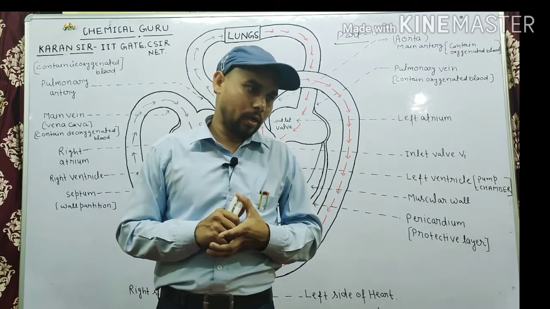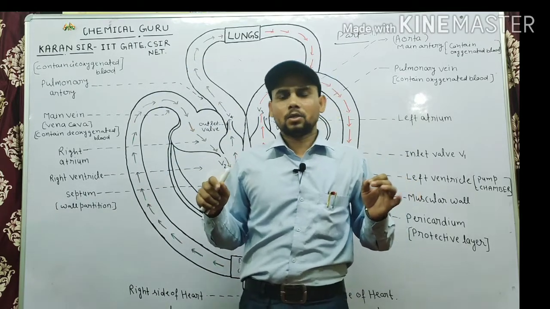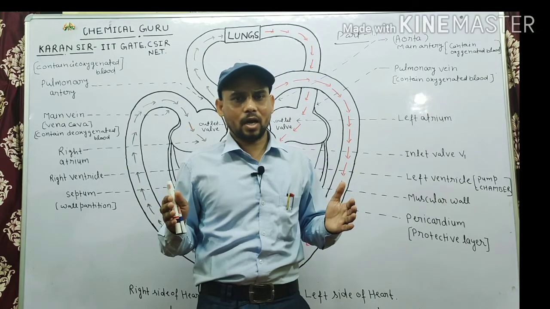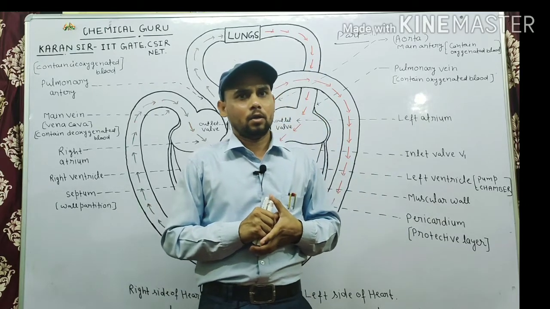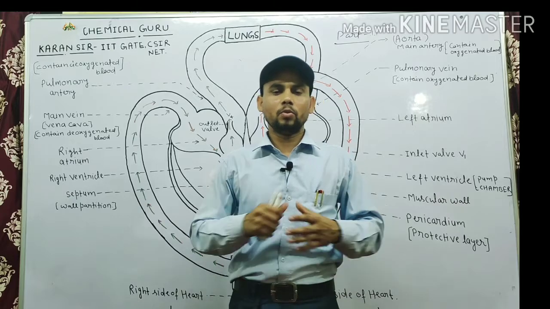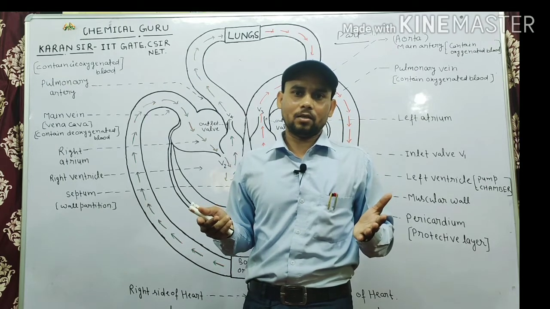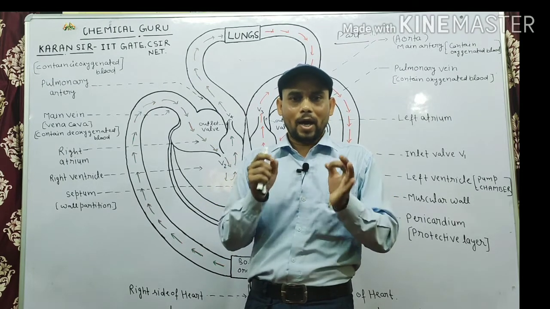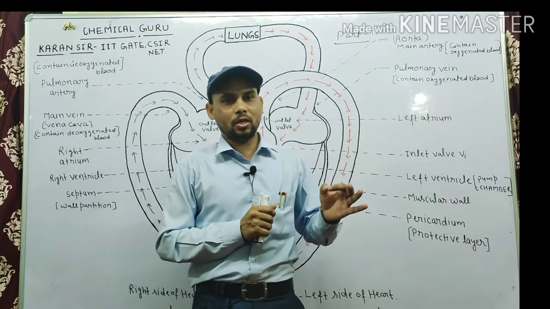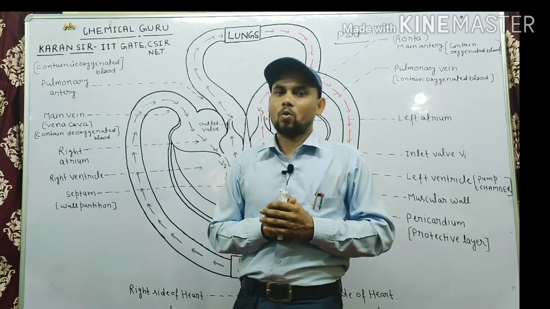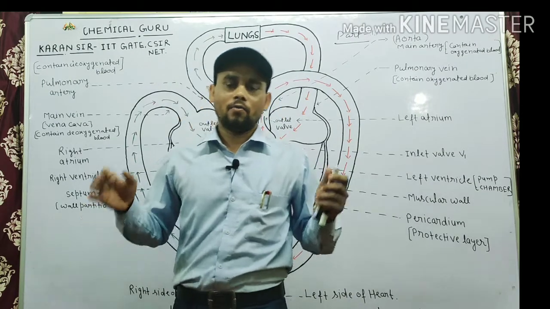One more function of the blood is that blood makes us free from diseases. Understand how? Before this, in part number 10, I explained the parts of the blood: RBC, WBC, platelets, plasma. The WBC, white blood cell, is a component of blood, and white blood cells fight against diseases and kill the bacteria, germs and disease causing microorganisms which are present in the food. So these are the main important functions of the blood.